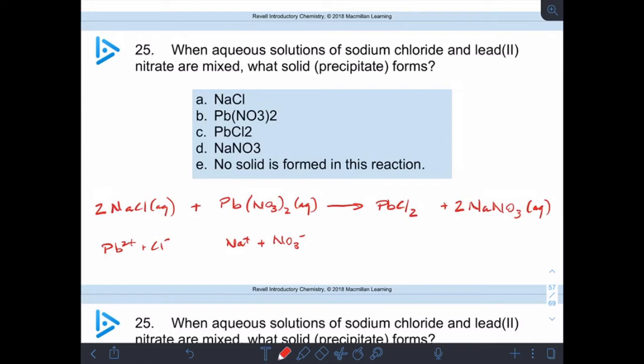Okay, so if we check the solubility rules, we find that our lead chloride, in fact, is a solid. Chlorides are soluble except with silver, mercury, and lead.